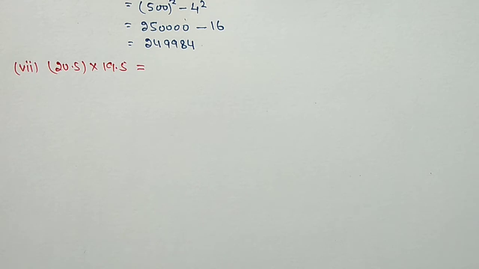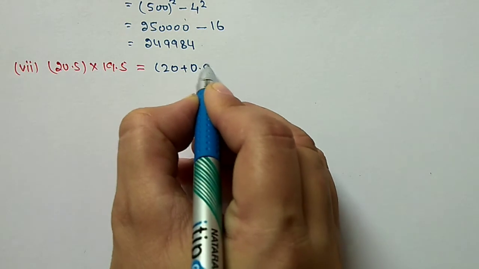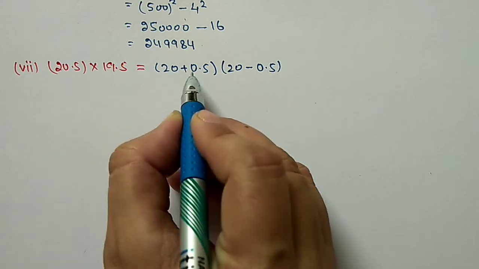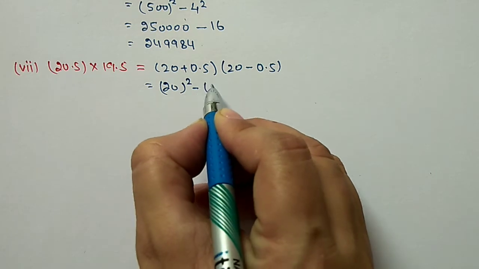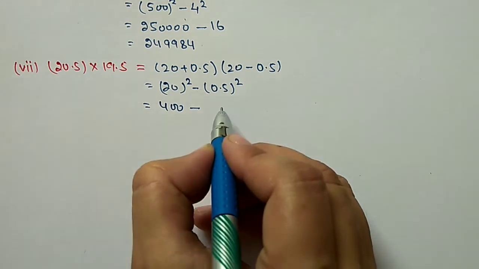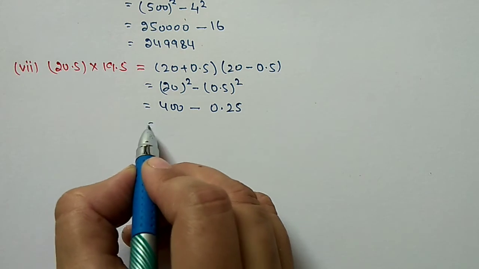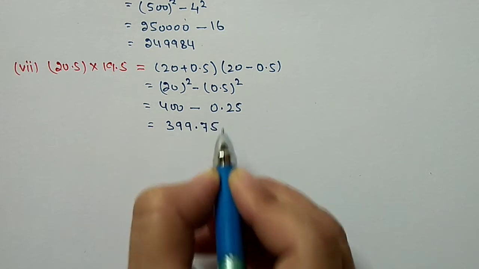Next is 20.5 into 19.5, again two numbers, so we will use here a plus b into a minus b. 20.5 we can write as 20 plus 0.5 and 19.5 we can write as 20 minus 0.5. So a plus b into a minus b, a square minus b square. 20 square will be 400 and 5 square will be 25, and point is there, so it will become 0.25. Two decimals will come. Then you have to subtract, after subtraction 399.75.